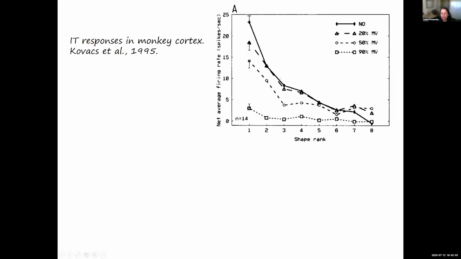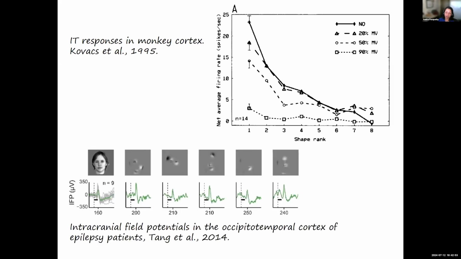The line in black is the responses to the unoccluded stimulus, and you can see a nice shape selectivity for this group of neurons. And as you increase the level of occlusion, the magnitude of the response goes down, but the shape selectivity remains consistent. So this is what we found in V4 as well. And this is also what people have found in human cortex, based on intracranial field potentials in occipitotemporal cortex in epilepsy patients.